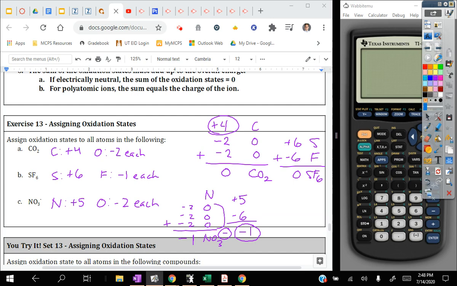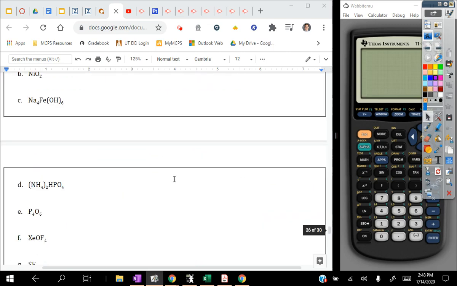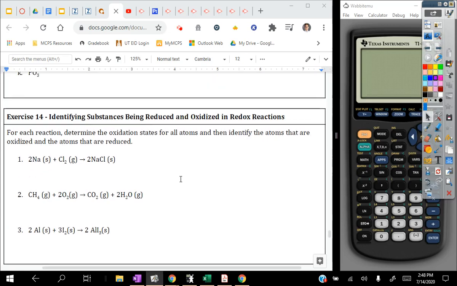In You Try It Set 13, there are plenty of practice problems with assigning oxidation states. We'll talk about why assigning oxidation states matter when you come back from some practice. Welcome back. Here we go. Here is why oxidation states matter.